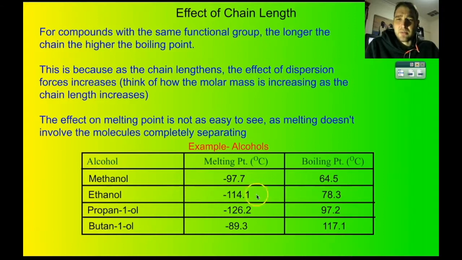The effect is clearer on boiling point than it is on melting point, so there's a bit of a mess in the data here. It's all real data. That doesn't mean it's not true, it's just that it doesn't follow the pattern as well as the boiling point does, and that's probably why we're going to focus on boiling point a bit more today.